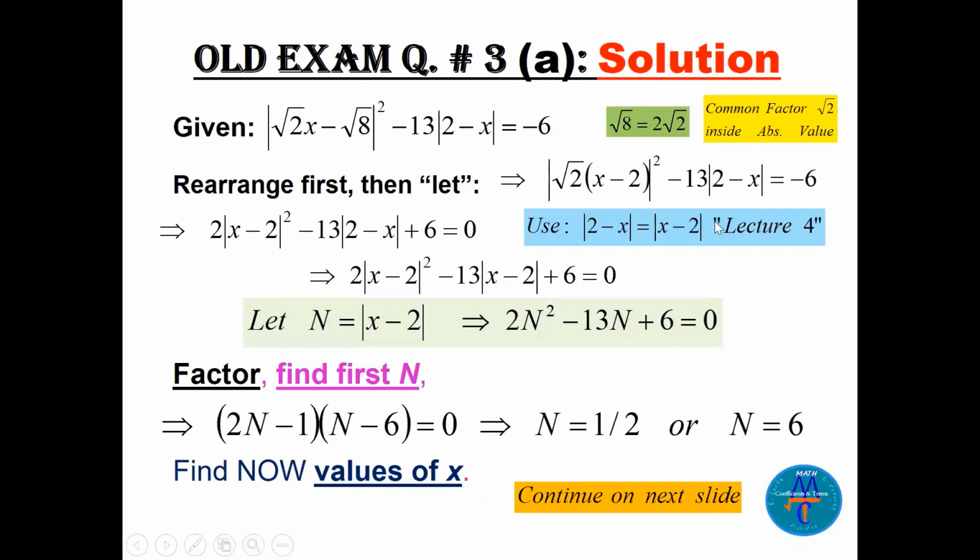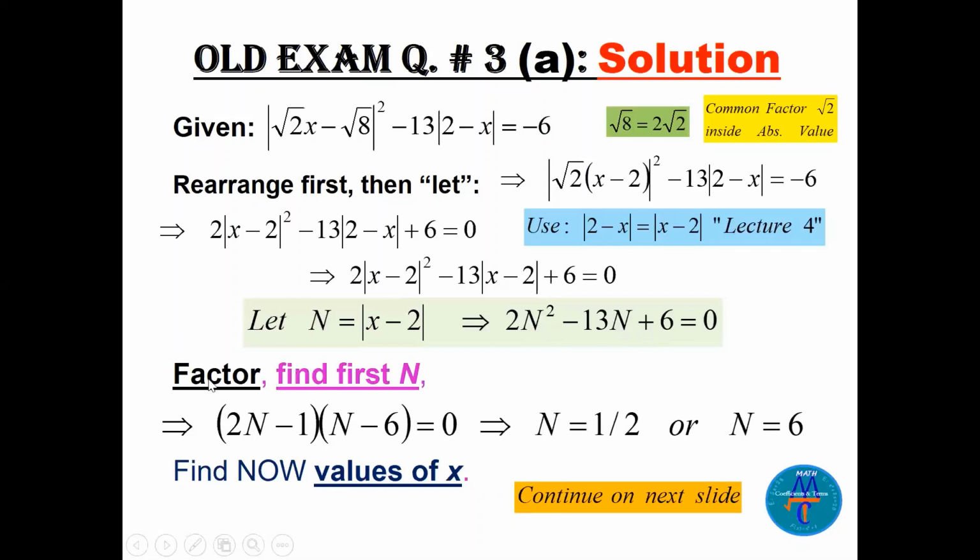Now again from lecture 4, we know absolute value of 2 minus x is the same as absolute value of x minus 2. So I can change both to be absolute value of x minus 2. Now this is quadratic in form, so I can say let n, I change the variable to make it easy. So in the middle here, I put n, the absolute value of x minus 2. This becomes n squared. So 2n squared minus 13n plus 6.